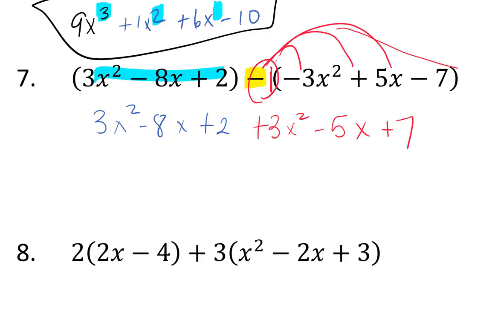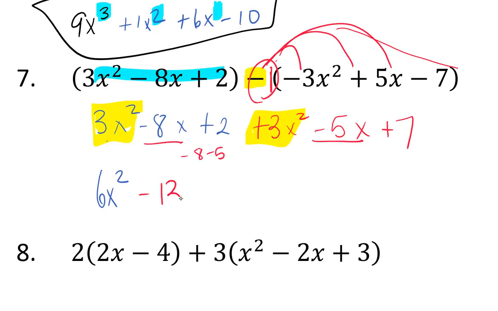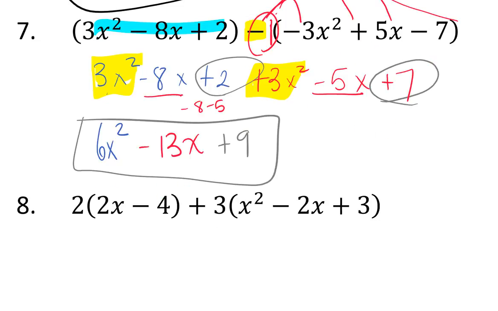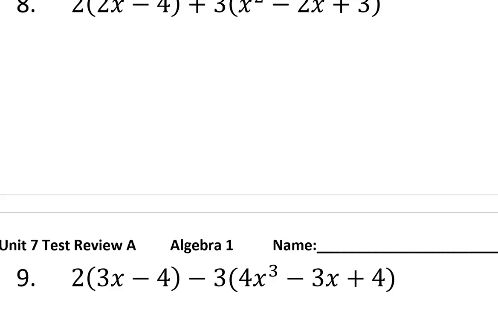So we find our like terms. We have an x squared there with another x squared there. So that is 3 plus 3, so that is 6x squared. We have negative 8 minus 5. That's negative 8 minus 5, so that's negative 13. Don't forget the x. And then finally, plus 2 plus 7 is plus 9. And we're done with that one. And let's take a look at number 8.